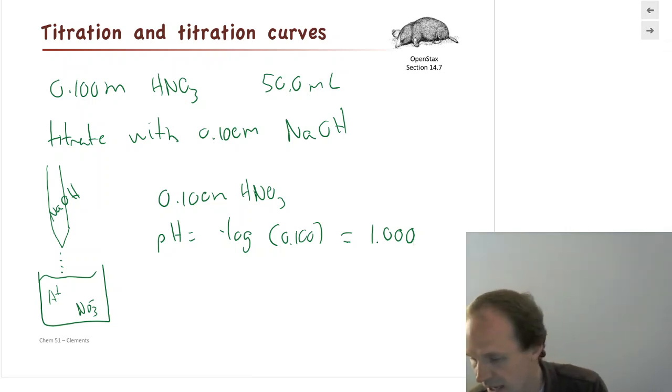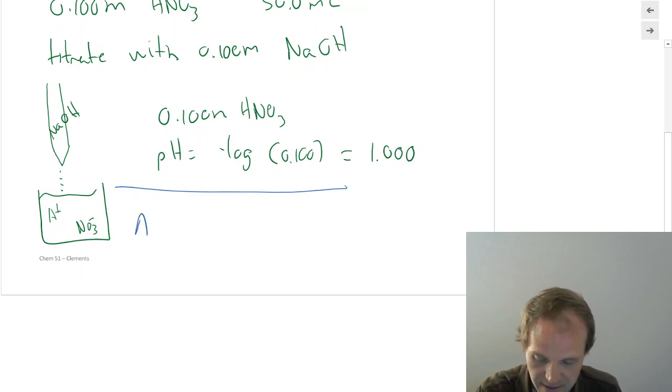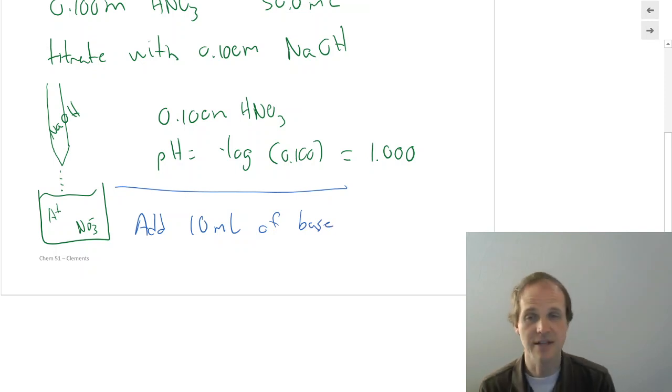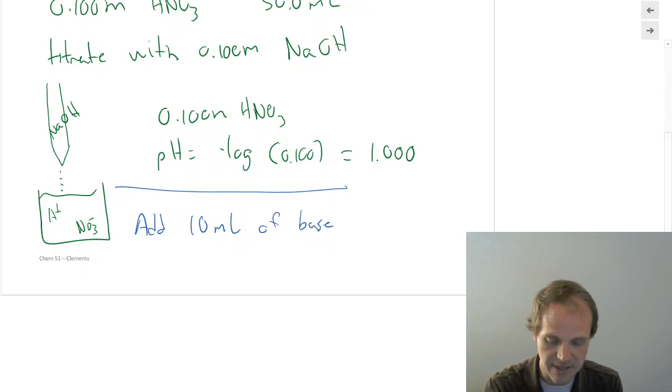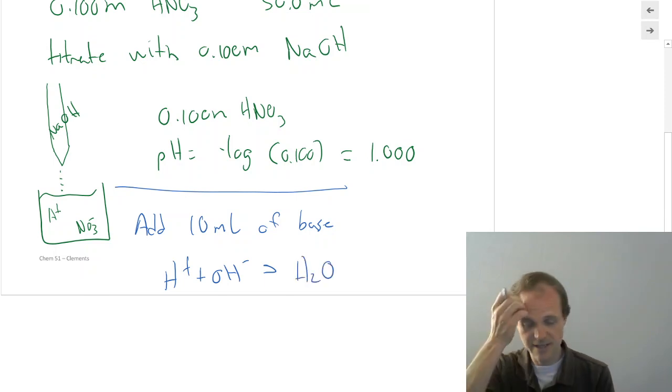So now we're going to start adding some base. We're going to add 10 milliliters of base, and we're going to try to see what happens to our pH. So we know that our base, sodium hydroxide, our H plus and our OH minus are going to react to make water, and it's going to neutralize that. But how are we going to do all of this?